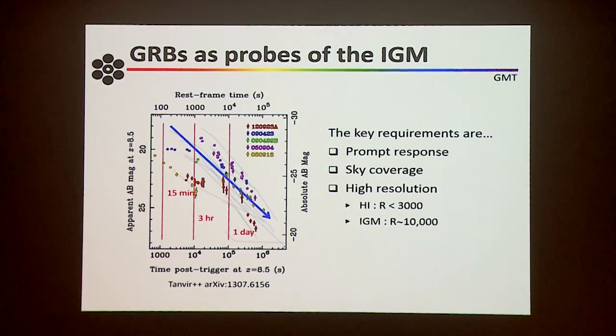The other key requirement is sky coverage. We need to be able to cover a lot of the sky. We don't want to not be able to get one of these vital sources simply because we can't find a suitable natural guide star or something close enough to allow us to get the target. And then we also need high resolution. Only moderate resolution for H1 stuff, but for the intergalactic medium, we want at least R of 10,000 or so.